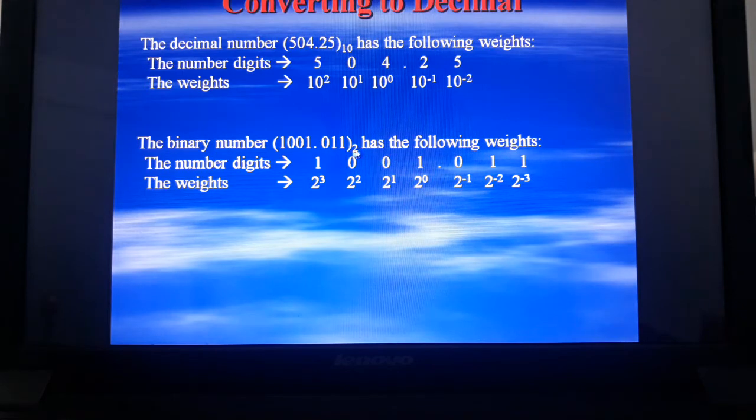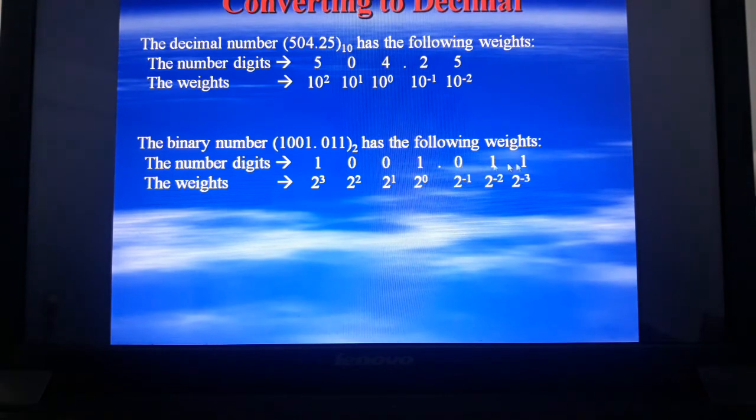Now, for the binary numbers, for example, 1001.0011, the 2 denotes that the system is binary. The weights are as follows. The most left number, 1, has a weight of 2 to power 3. The next one, 2 to power 2. The next one, 2 to power 1. And the last one, 2 to power 0.